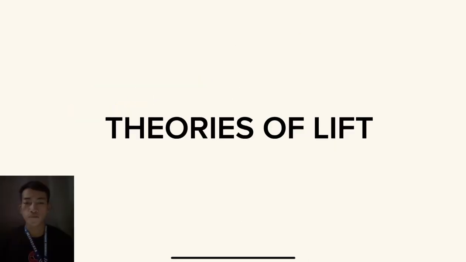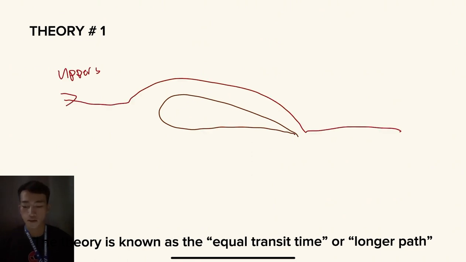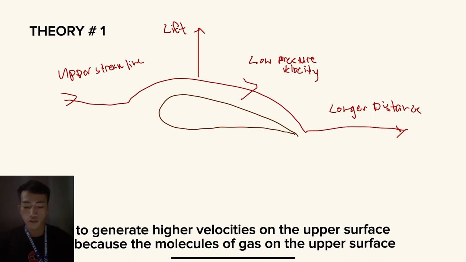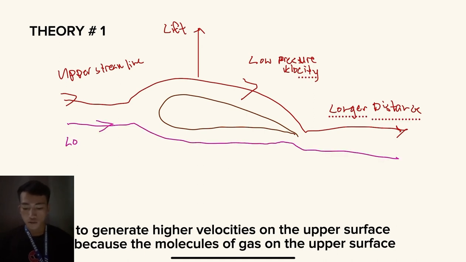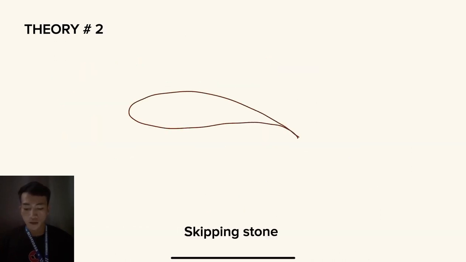Theory of lift. Number 1. The theory is known as the equal transit time or longer path theory, which states that wings are designed with the upper surface longer than the lower surface to generate higher velocities on the upper surface, because the molecules of gas on the upper surface have to reach the trailing edge at the same time as the molecules on the lower surface.